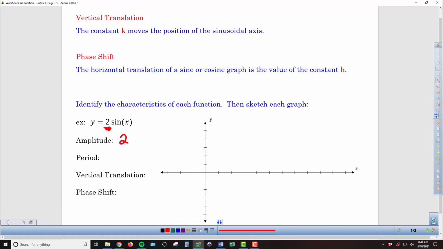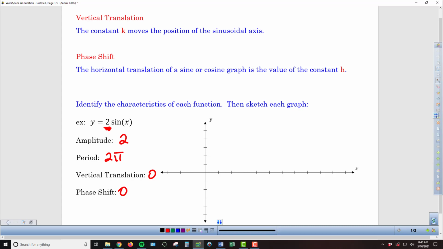So we're increasing the amplitude. We're increasing the height of the highs and the low of the lows. But everything else about this function is going to stay the same. So the period is still going to be 2 pi. There's no vertical translation, and there's no phase shift. There's no horizontal translation.